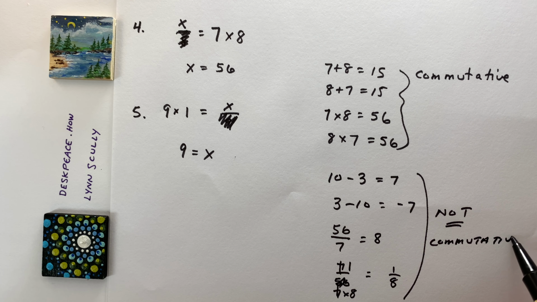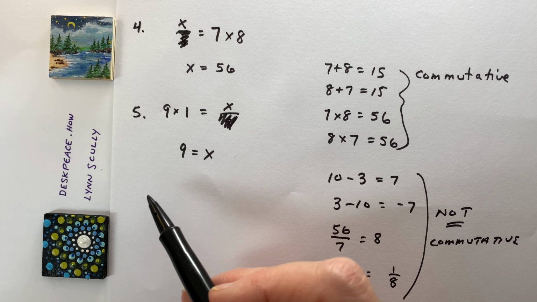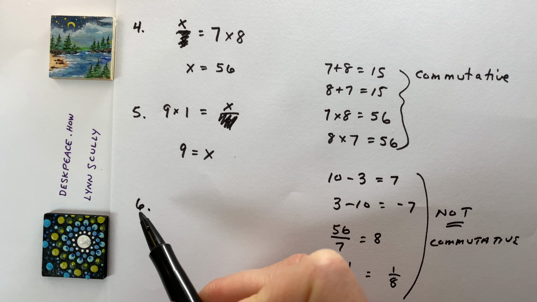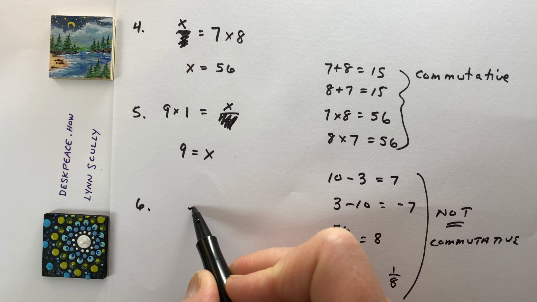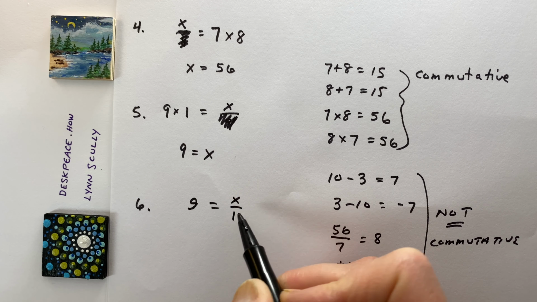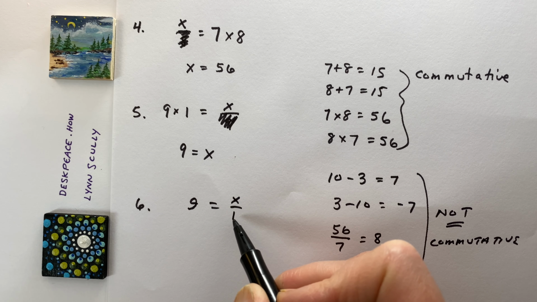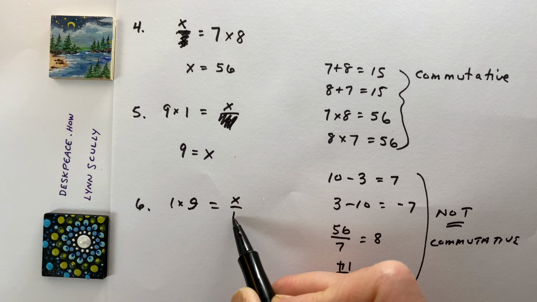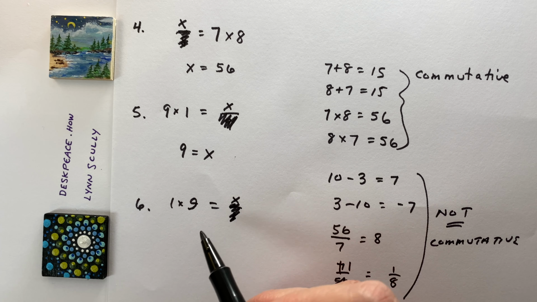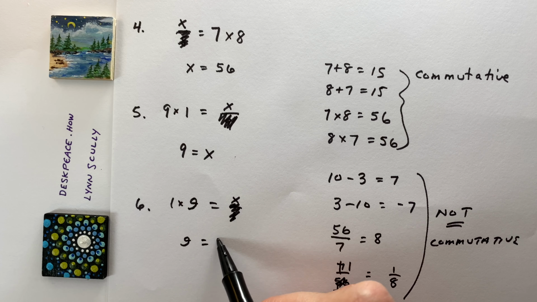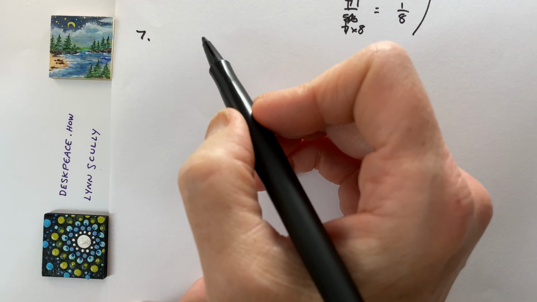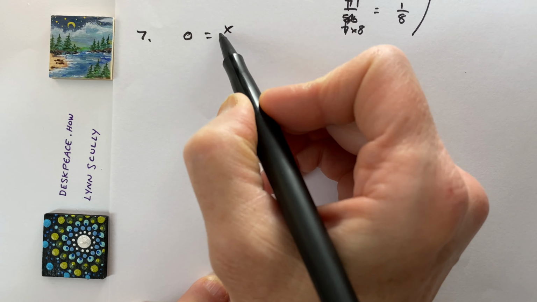Okay, let's get back to it. That's why moving the multiplication to the front is totally okay. And it looks nicer on the page. I have 9 equals x over 1. I want to get the x alone. 1's attached by division. Move it by multiplication to the other side of the equal sign. 1 times 9 is 9. 9 equals x. Number 7, 0 equals x over 5.